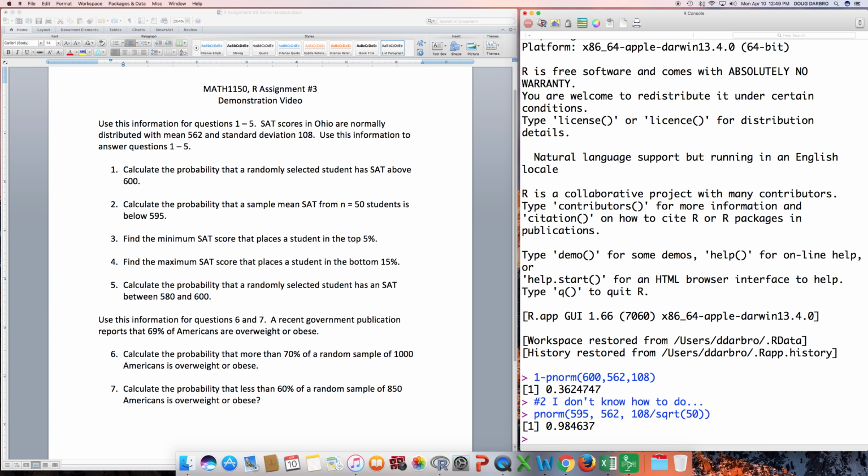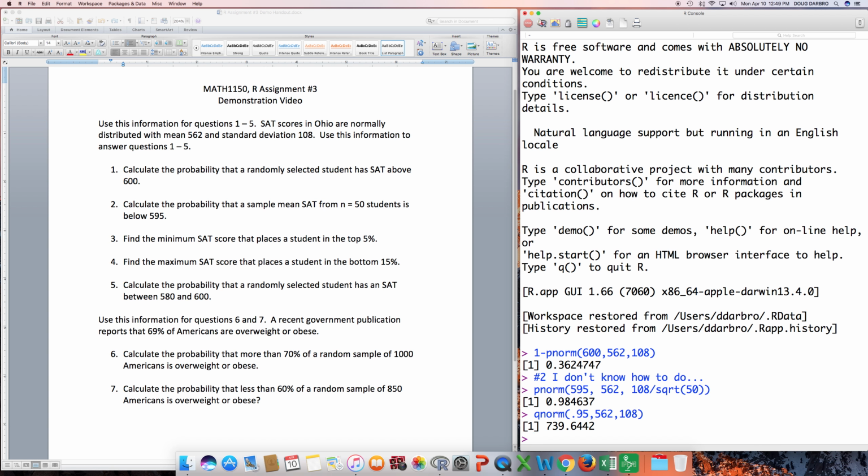All right, number 3, find the minimum SAT that places a student in the top 5%. So guys, this isn't a P norm because I'm not looking for a percentage, I'm looking for a score. So I'm going to use Q norm. Now, what do I put? Do I put 0.05 there? No, because the top 5% would have 95% below it. So the Q norm has tunnel vision. It's looking at percent below. So in this place, I would put 0.95, the mean, and the standard deviation. All right. So guys, you would need an SAT of about 740 to be in the top 5% or at the 95th percentile.